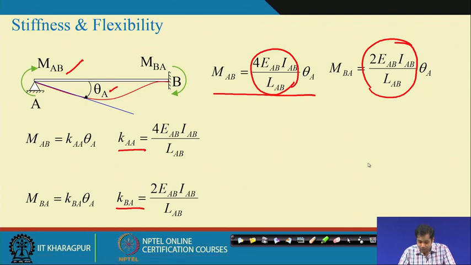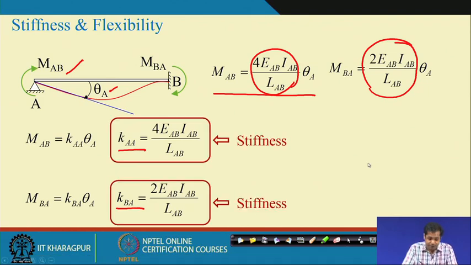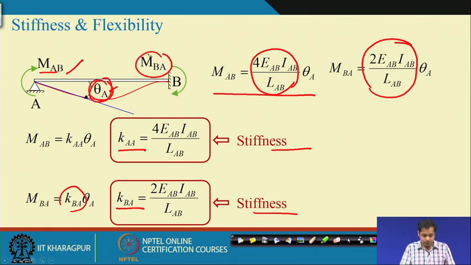Now, as I just said, the term stiffness does not carry any meaning by itself. For instance, in this case the stiffness KAA relates force MAB and theta A, but KBA relates theta A and MBA. So, that is why it is written as KAA, meaning it relates displacement at A and the force at A, and KBA relates displacement at A due to the force at B.